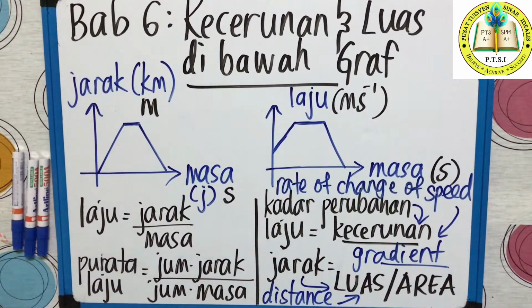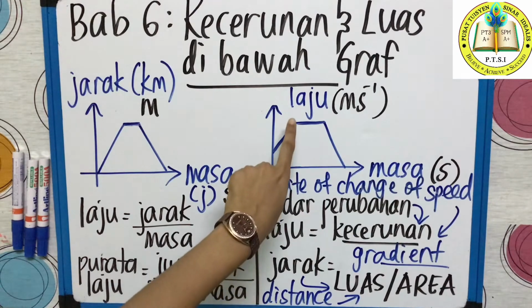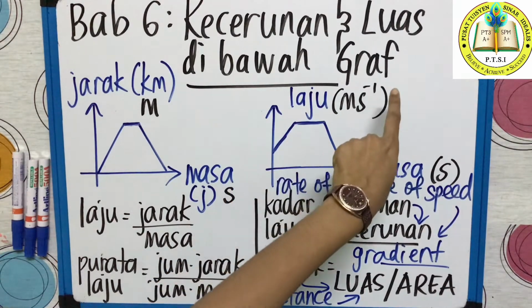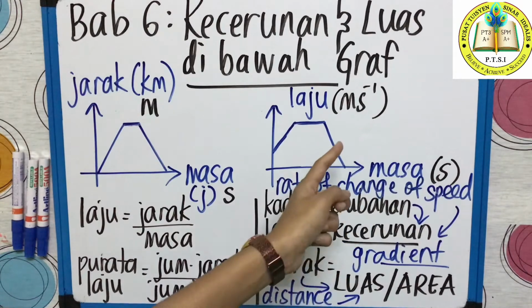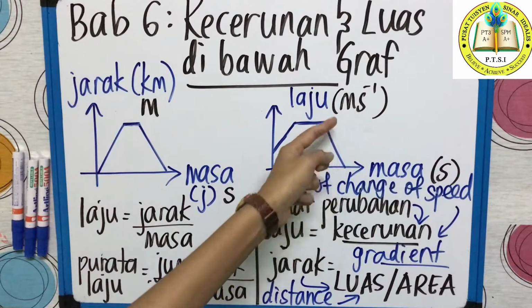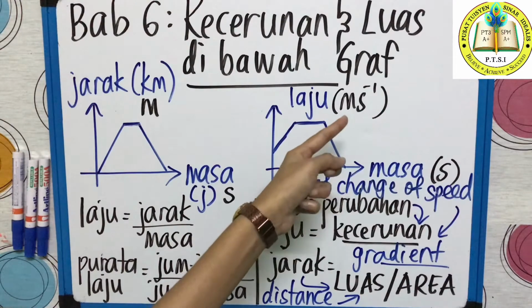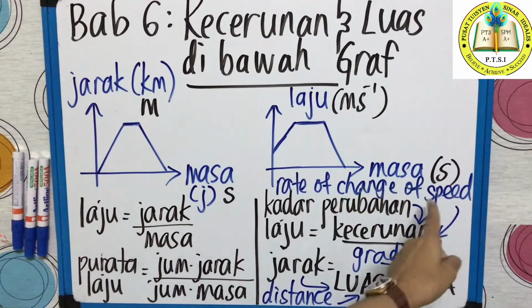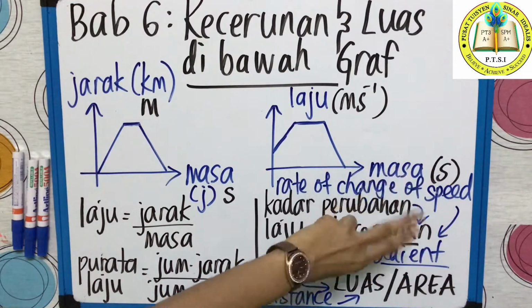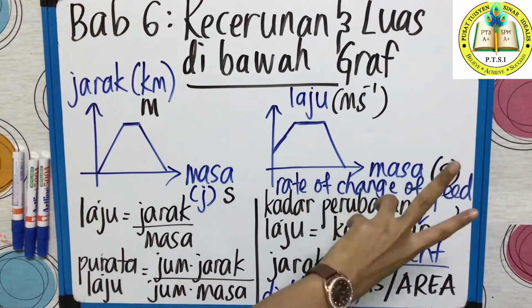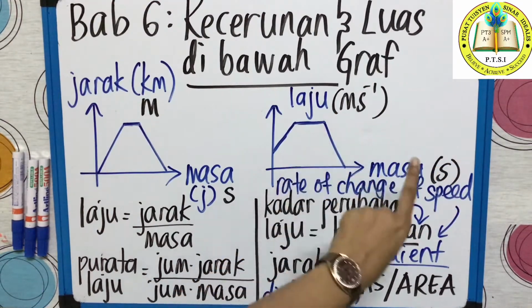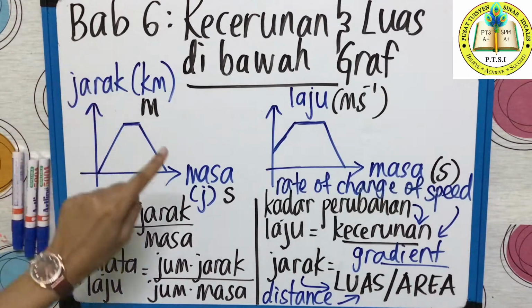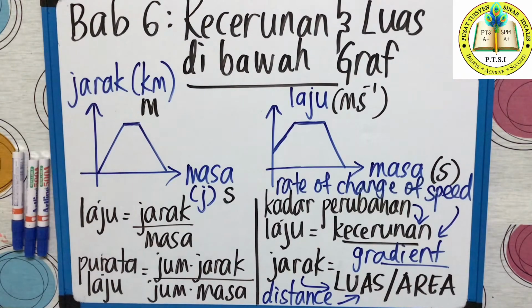Lagi satu graf adalah graf laju masa. Speed time graph. If you see the speed unit class, ms negative 1. ms power negative 1, meter per second. Meter per saat. So masa the partner will be s. So remember the partner. Kalau meter, it's always saat together. So laju masa. Yang ni jarak masa. So this is the two important graph that you need to know.